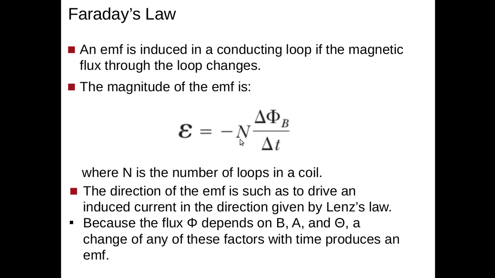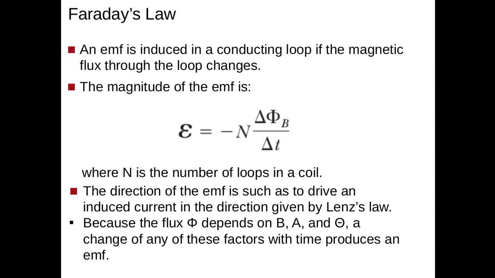This N, if you remember back in chapter 19, we were talking about the torque on a current carrying loop. If there was more than one loop in that coil, then we had to multiply that torque by the number of loops in the coil. We're going to do the same thing here. So the induced voltage is also proportional to the number of loops in the coil. The negative sign denotes the direction of the induced voltage, so that an induced current is driven through the loop, and the direction we determine by using our right-hand rule and Lenz's law.